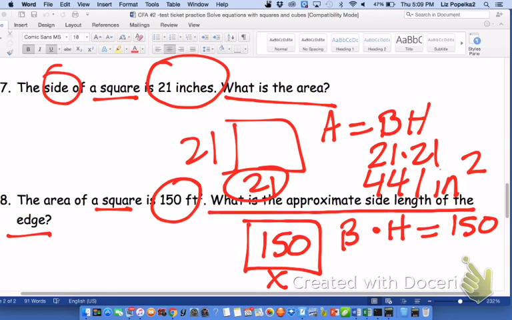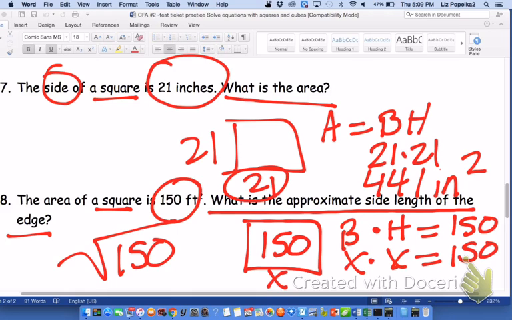Because it is a square, the base and the height are the same length. So a mystery number times itself is going to give me 150. To figure out what number times itself gives me 150, I will take the square root, because the square root is the opposite of squaring something. So I'm just going to punch that into my calculator here. The square root of 150 is approximately 12.2 feet. And I'm sorry, this is kind of smushed in there a little bit. I started running out of room.